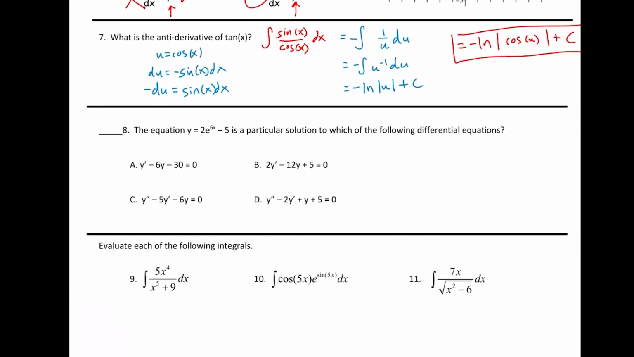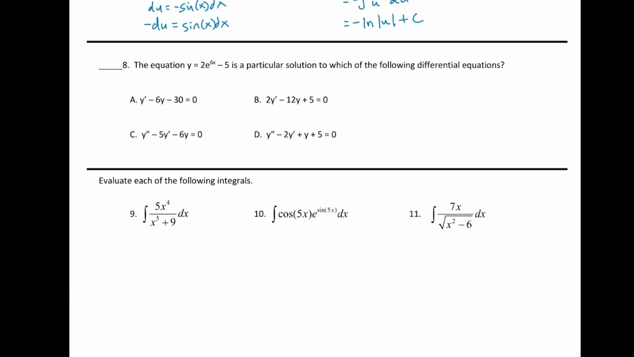Okay, number 8 says the equation is a particular solution to which of the following differential equations. So here you can look at those answer choices, and some of them have y prime, some of them have y double prime. This is going to be one where we just basically test y prime and y double prime into the equation and see which one is true. So y is given. Let's figure out what y prime is.